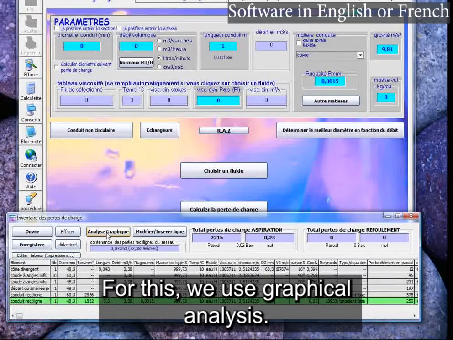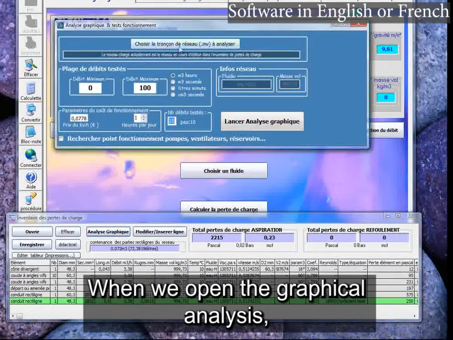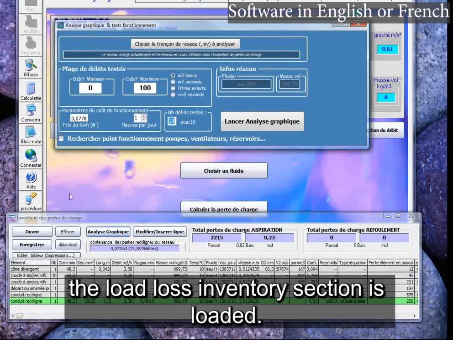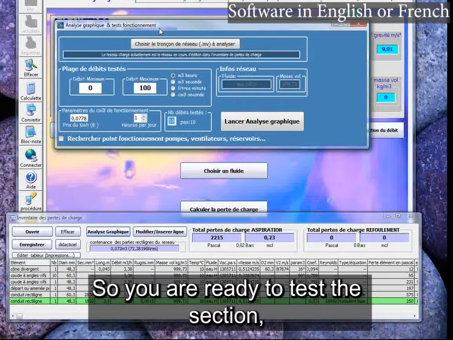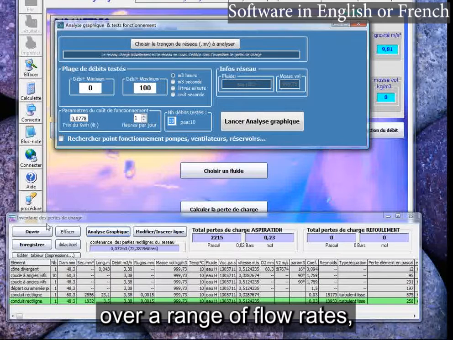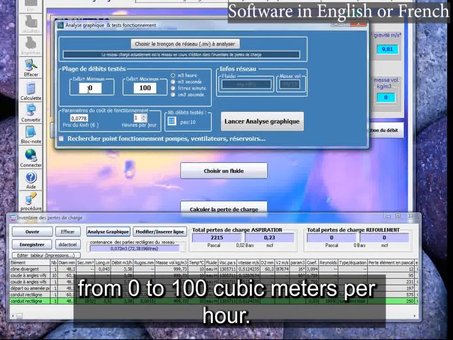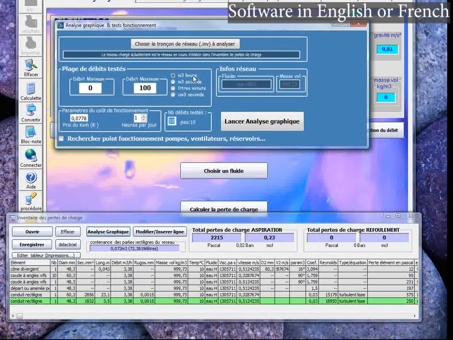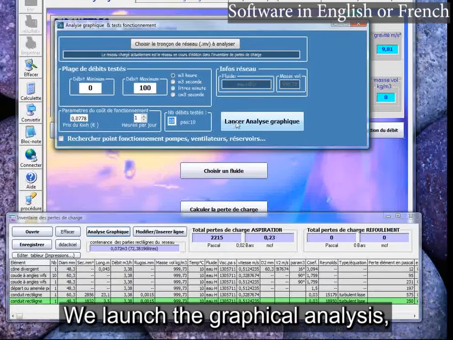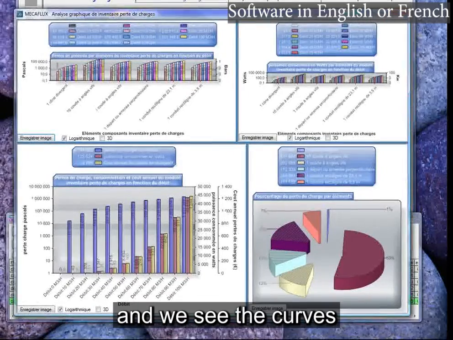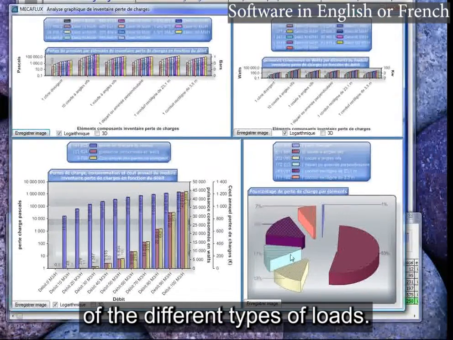For this, we use graphical analysis. When we open the graphical analysis, the head loss inventory section is loaded. So you are ready to test the section over a range of flow rates from 0 to 100 cubic meters per hour. We launch the graphical analysis and we see the curves of the different types of head losses.